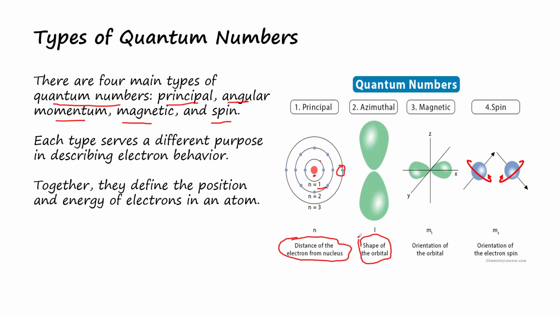So this is actually what the azimuthal quantum number does. It gives the shape of an orbital. The next one is the magnetic quantum number, which gives the orientation of the orbital. And then, of course, the spin quantum number gives the orientation of the electron. Some electrons are clockwise, some are anti-clockwise. So it gives the direction as well as the orientation of an electron spin. Together, these quantum numbers define the position and energy of electrons in an atom.